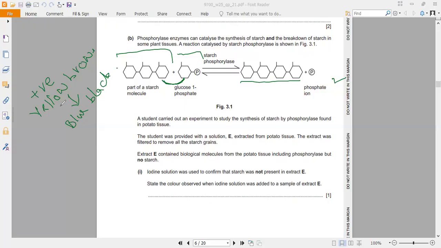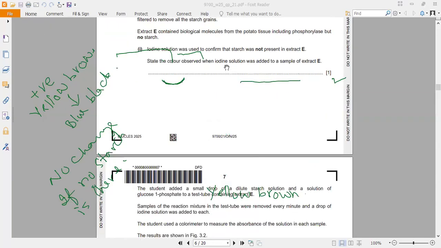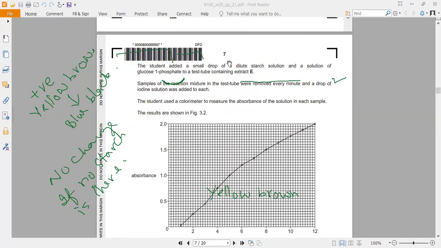This means no change if no starch is there. So the original color of the iodine will remain there. Next question.